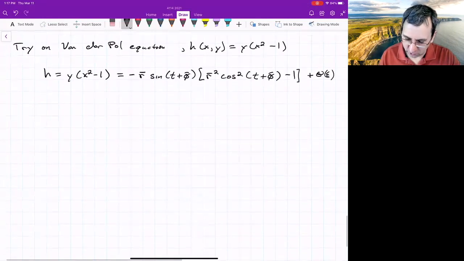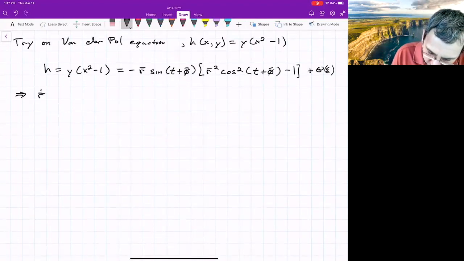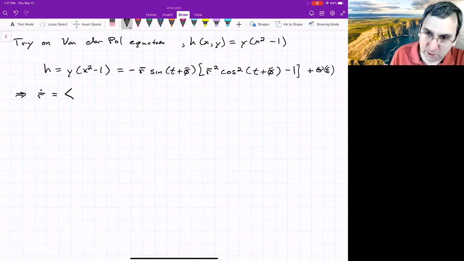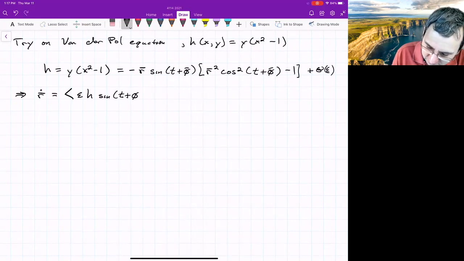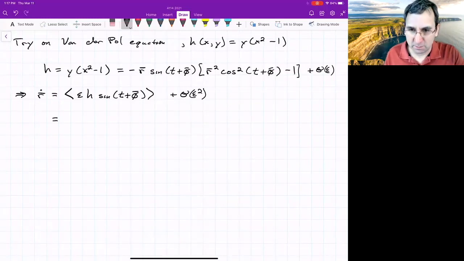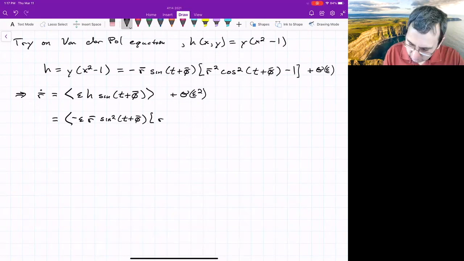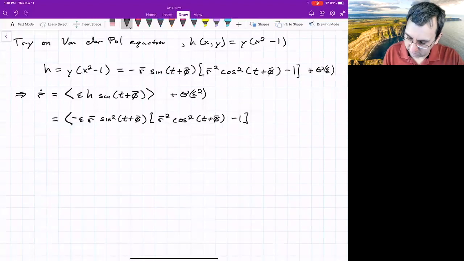We'll write the ODE for r bar dot. So this gives us r bar dot equals, and let's just write the time average, epsilon h sine(t plus phi bar). And doing our bookkeeping, there will be an order epsilon squared error. Let's just work this out. We've already written h, so now we've got negative epsilon r bar. There'll be a sine squared(t plus phi bar) times (r bar squared cosine squared(t plus phi bar) minus 1). Time average of all that.